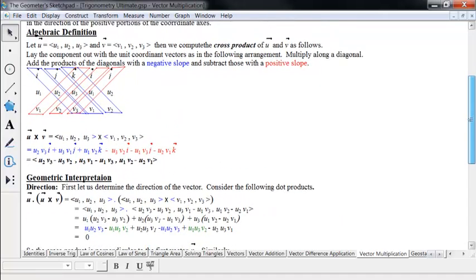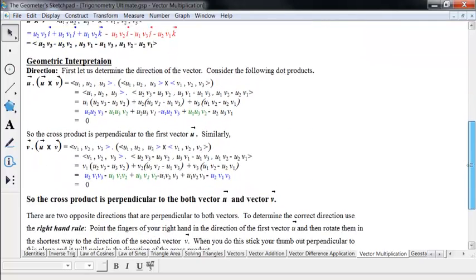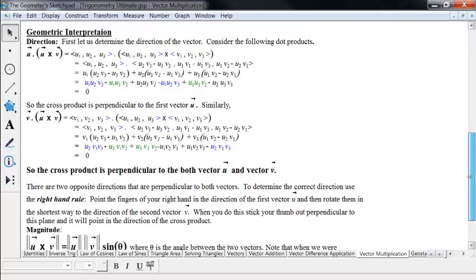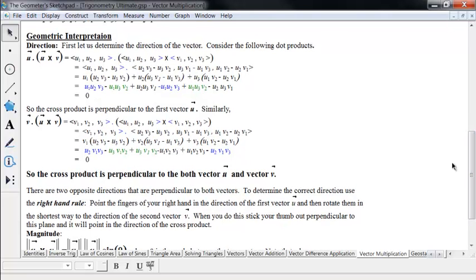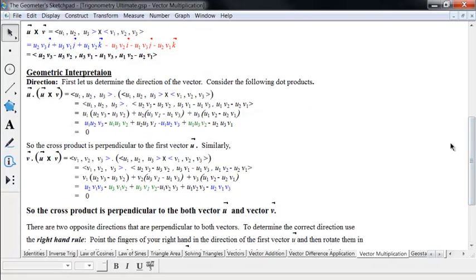Alright, so you've got this semi-complicated thing here. How do we interpret it geometrically? Well, first of all, let's determine the direction of this vector. And notice that if we dot u with the cross product, so here's our cross product we just defined right here, and here's the vector u, and we do the dot product, you're going to distribute here and here. But if you look, the two blue parts cancel, the two green parts cancel, and the two black parts cancel, so that you get a dot product of 0.